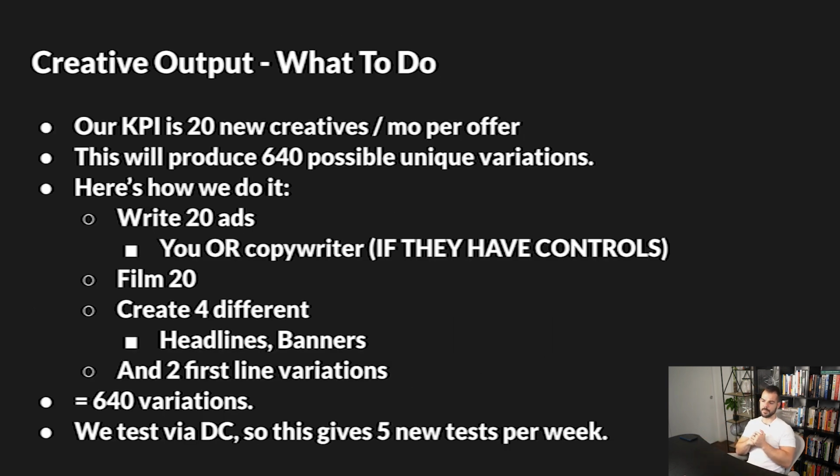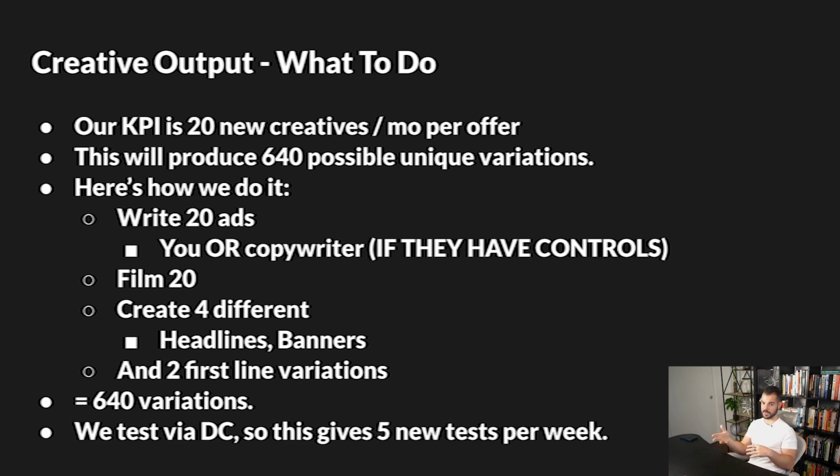Okay. So our KPI, and this is low, it might actually increase here in a little bit, is 20 new creatives per month per offer, right? So we run multiple different funnels because we kind of are doing this strategy right here. So it's 20 new creatives per month per offer. Now, what's going to happen here is this is actually going to produce 640 possible unique variations. So that sounds like a lot. It's really not. So here's how we do it.